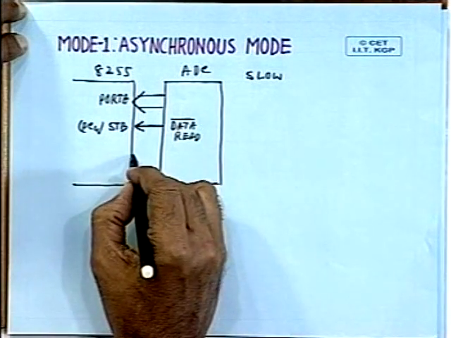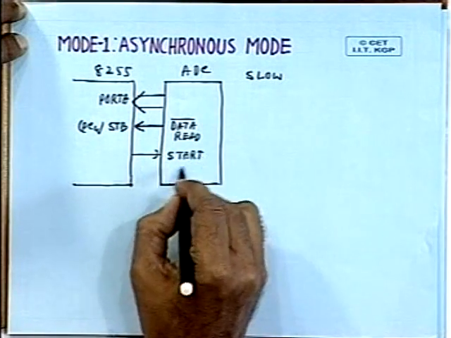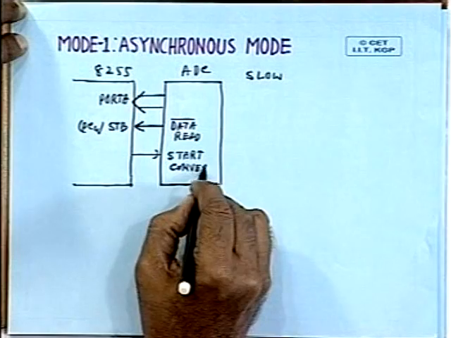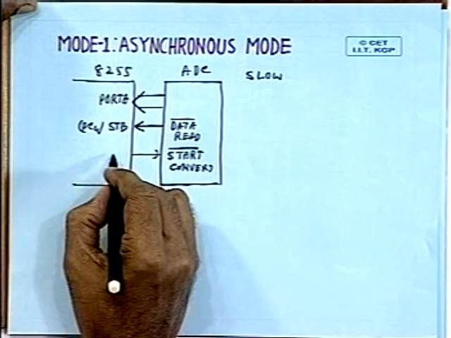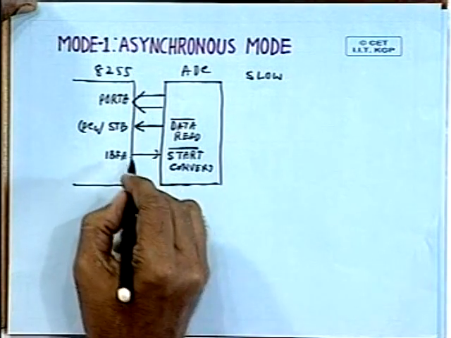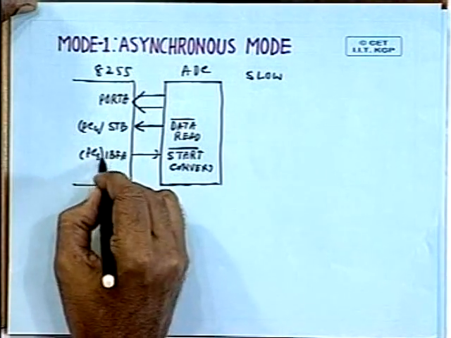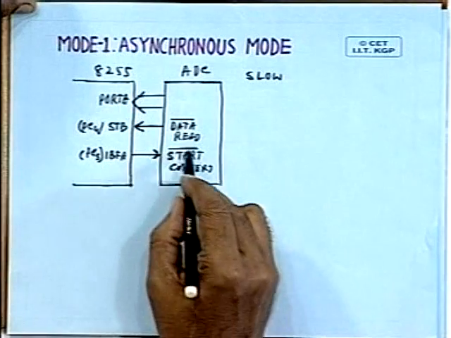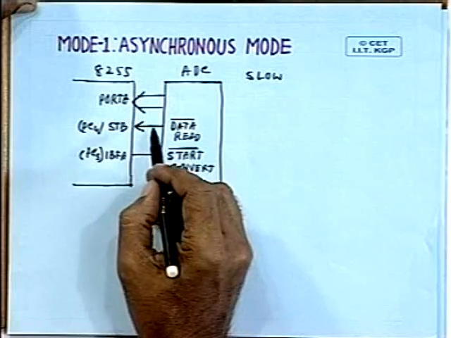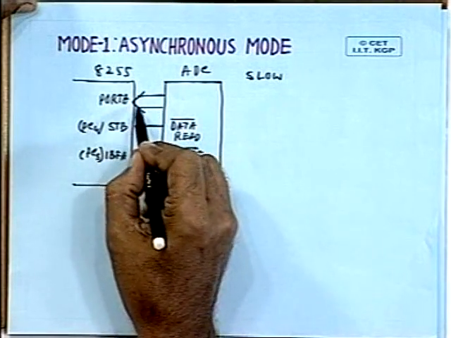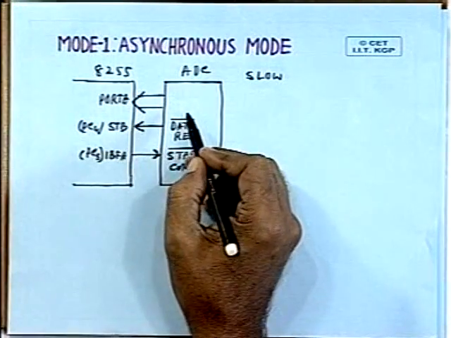And the conversion can be started, start conversion, can be done with the help of a signal which is input buffer full A. So these two will act as the handshaking signal. This is your PC5 input buffer full, and this will go to the start conversion signal. Now the AD converter, as you can see here, is connected to a port line, and these two are the handshaking signal necessary for interfacing the AD converter.